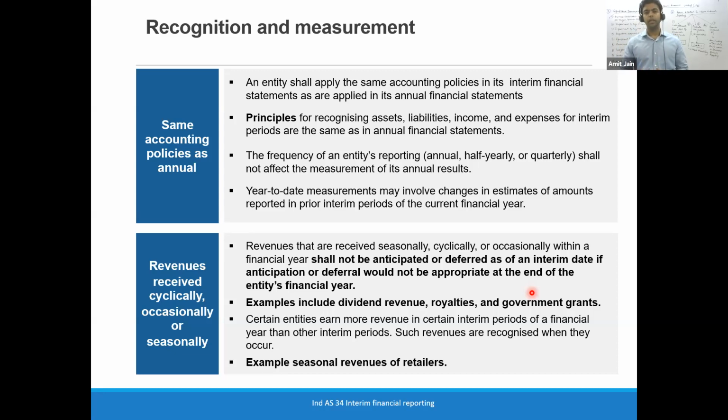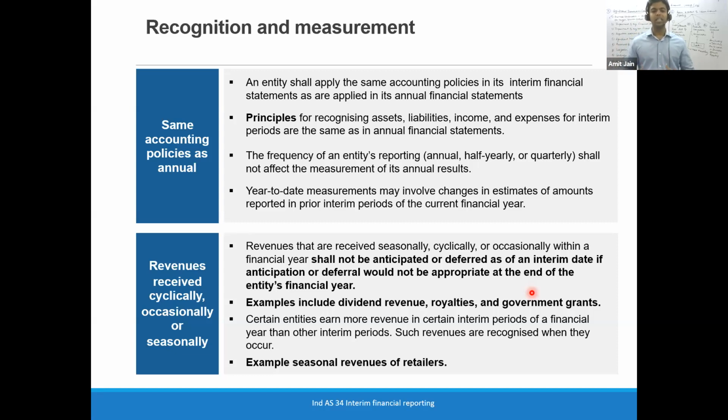So what will happen? The company should not anticipate the revenue which the company is going to earn in the next quarter, right? That revenue should not be recorded in the previous quarter. For example, if I'm saying that the revenue for the September 2020 quarter should be around 100 crores, I should not record that revenue in this quarter itself. That is what seasonal and cyclical means.